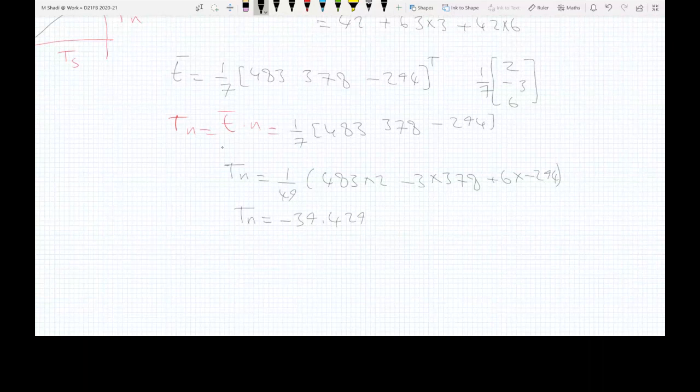Now, in order to be able to find Ts, you need to find the length of this vector T. So you need to find the length of this guy and do that.